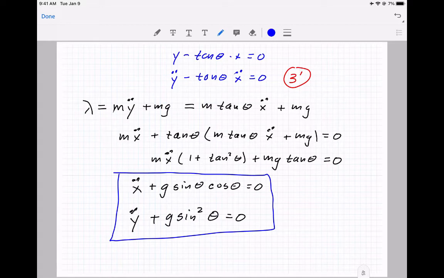Okay, so I've got, and those are separated now, right? So those aren't coupled anymore. So I've got two second order differential equations for x and y. And that's the solution to this problem, okay?